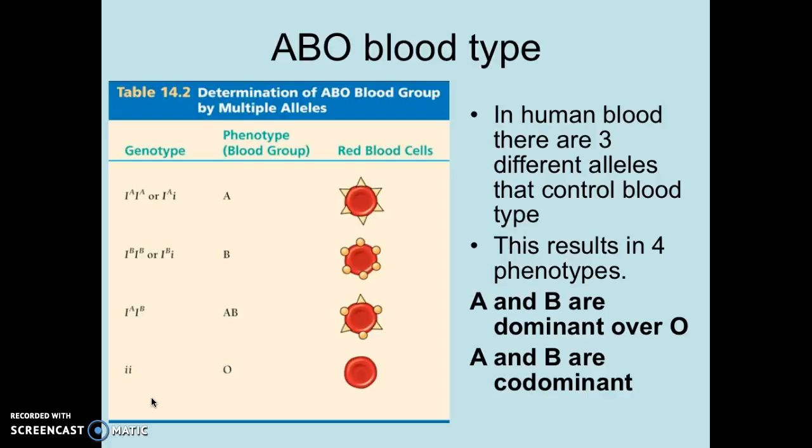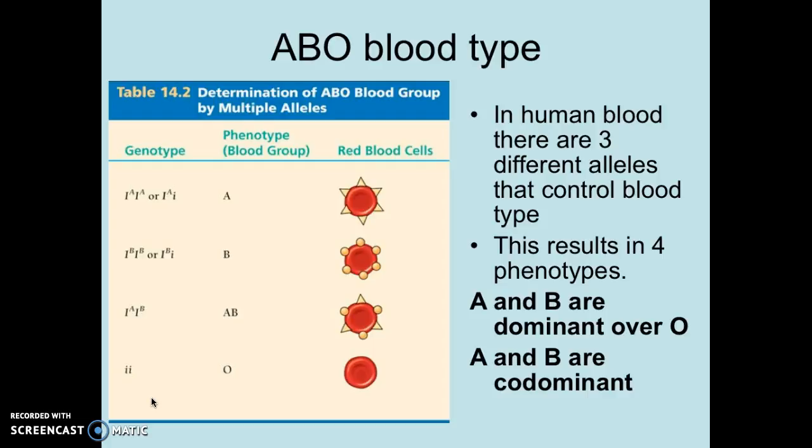So for our blood type, we have 4 major blood types, those being A, B, AB, and O. There are others, but they just are not as common, and so we primarily talk about these 4. In humans, we actually have 3 alleles: an A allele, a B allele, and the O allele.